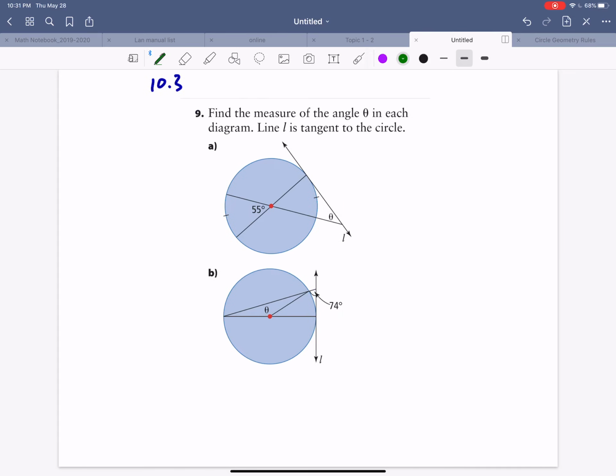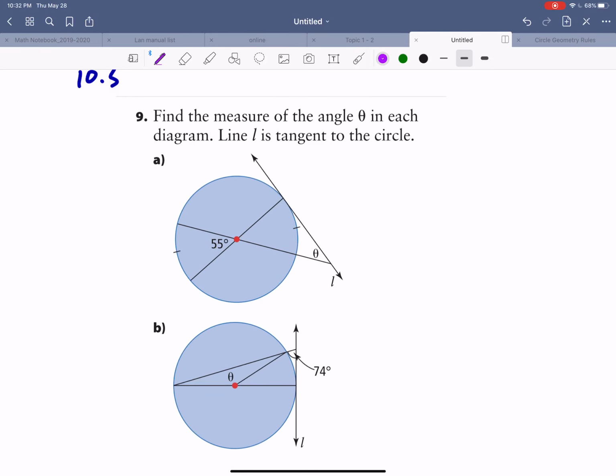So next question. This one nobody asked yet, but it's really worth talking about. You might not be there yet, but just follow along. All right, find the angle theta here.